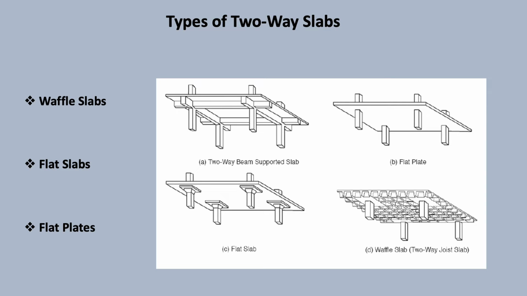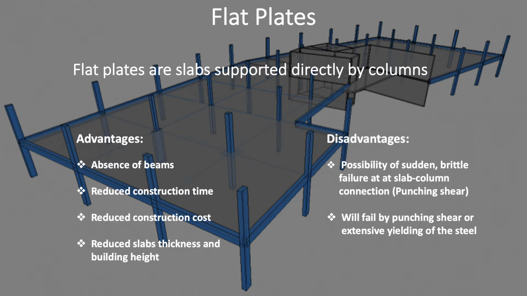The different types of two-way slabs include slabs that are supported by beams on all sides, waffle slabs, flat slabs, and flat plates, on which we will focus during this presentation. Flat plates are slabs that are supported directly by columns. Some of the advantages of using flat plates include the absence of beams, reduced construction time, reduced construction costs, reduced slab thickness, and building height.